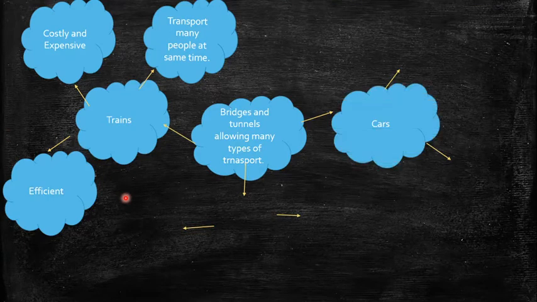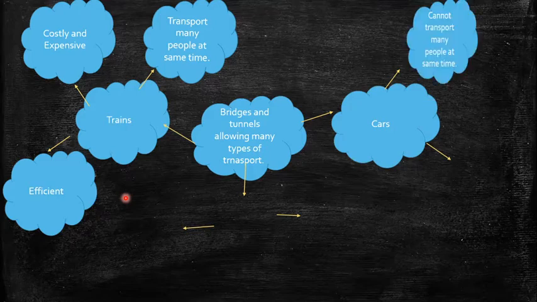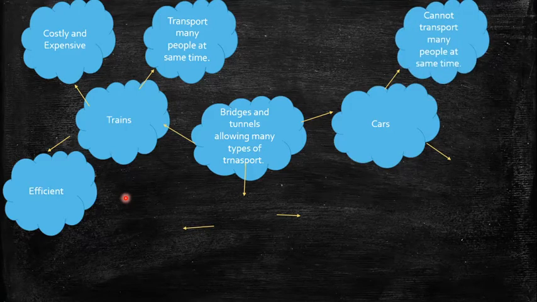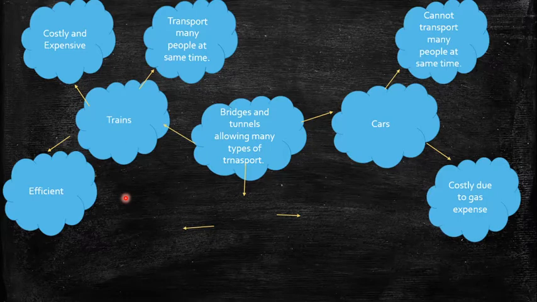The second transport is cars, and cars cannot transport many people at the same time. Obviously, you know that cars have the capacity of either 4 to 5 people if it's a two-seater car, or 7 people if it's a three-seater car. So they cannot transport many people at the same time, if we are relating it to trains or comparing it with trains. The second thing is it is costly as well. Why is it costly? Due to gas expense. Alright, cars can be costly to purchase as well and to run as well.